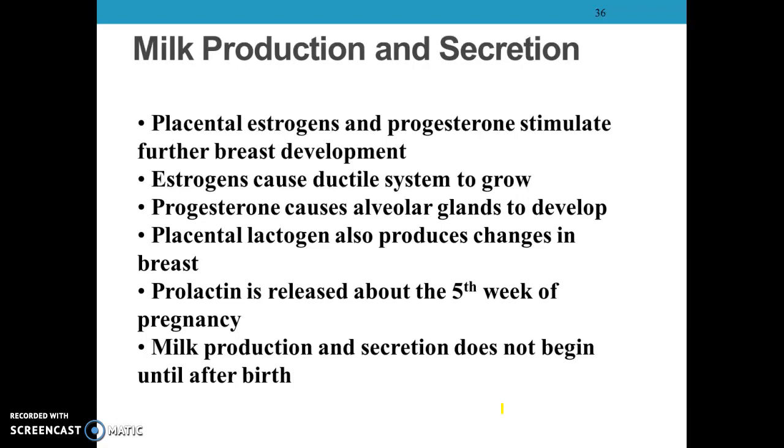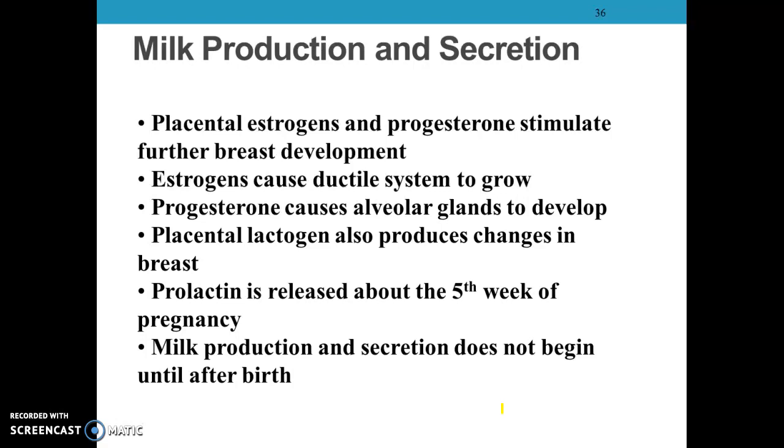Okay, placental lactogen also produces changes in the breast. And prolactin, this is our milk-producing hormone. If you remember flat peg, which was the anterior pituitary hormones, P stood for prolactin. Prolactin is released about the 5th week of pregnancy. Now, here's where it gets a little tricky: prolactin should be producing milk. So you would think that after 5 weeks, the pregnant woman is starting to produce milk. However, it says milk production and secretion do not begin until after birth.